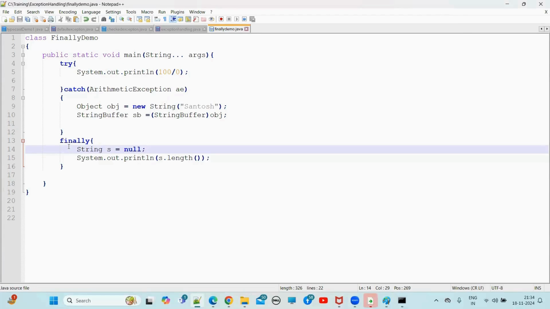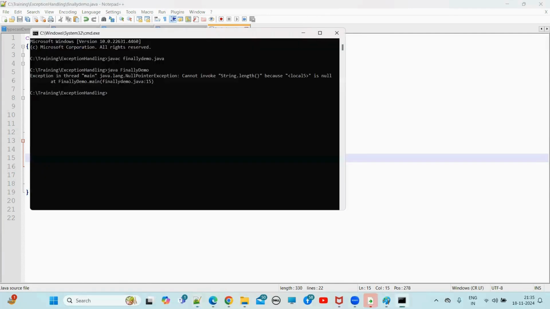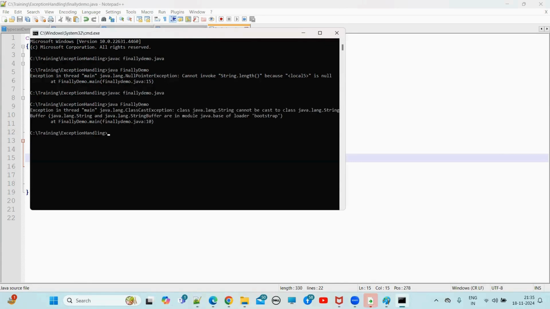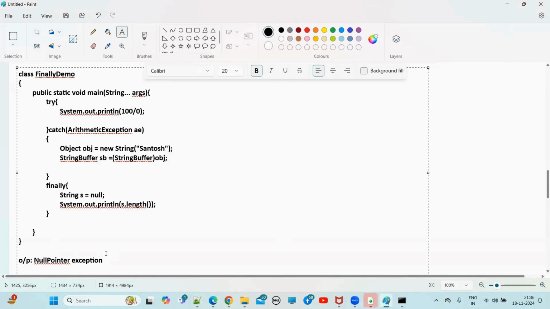Okay, see now if I comment these two lines, now you will see class cast exception, guys. See what it is saying? Class cast exception. Understand? So definitely the default exception handler handles only one exception at a time, and that too the recently raised exception. Clear?